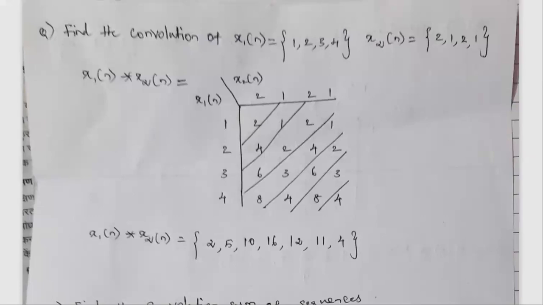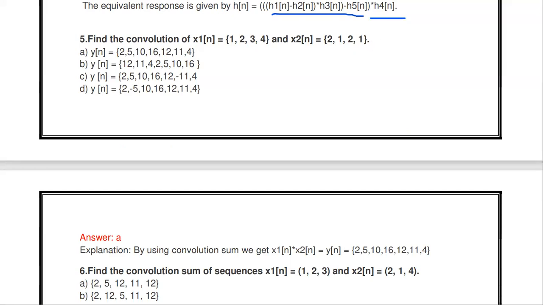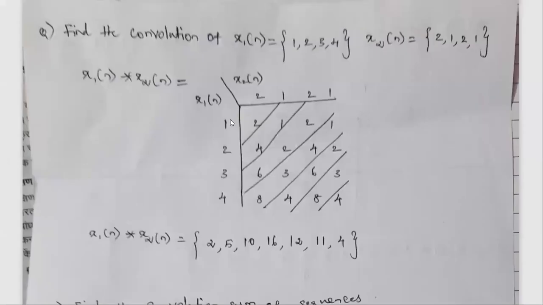Here the question is 1, 2, 3, 4 and 2, 1, 2, 1. In the tabulation method, the first thing is to make a table. On one side you write the x1 of n values, and on the other side you write the x2 of n values. The x1 of n is 1, 2, 3, 4. The x2 of n is 2, 1, 2, 1. Then you multiply element by element. The first element is multiplied by all elements, row-wise. So 1 into 2, 2. Then 1 into 1, 1. 1 into 2, 2. 1 into 1, 1.